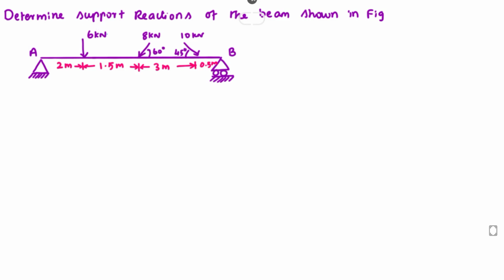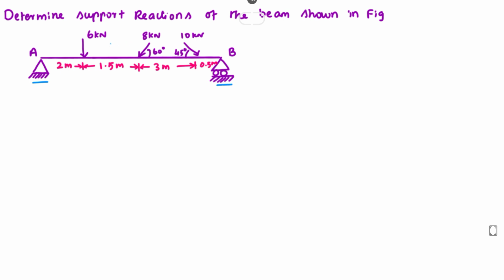Today we are going to see a problem related to engineering mechanics, in the topic of equilibrium of rigid bodies. The problem is: determine the support reactions of the beam shown in the figure. The beam is given, and it is simply supported. One end is a fixed support and the other is a roller support.